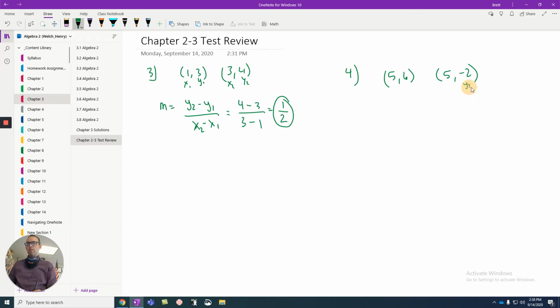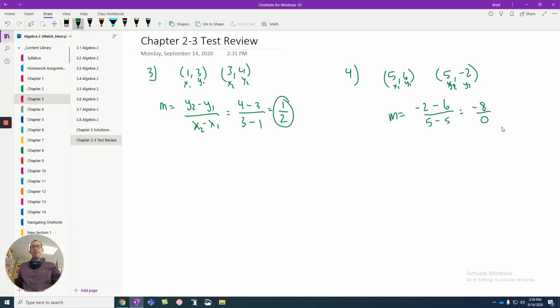There's my y2. So I start with negative 2 minus, I'll go m equals, minus my y1, which is 6, over x2, which is 5, minus x1, which is 5, and I end up with negative 8 over 0. Now, there are two different scenarios where this can happen. I can end up with 0 on top, or I can end up with 0 on bottom.